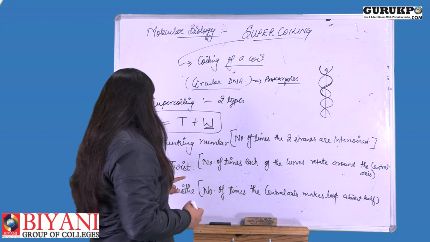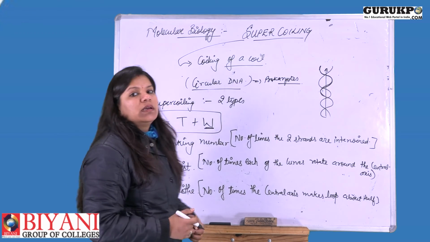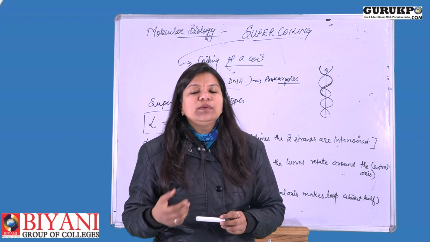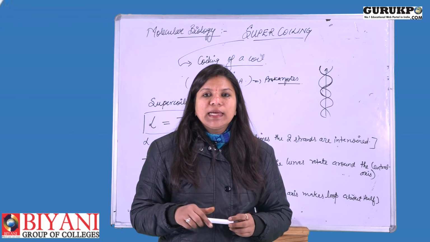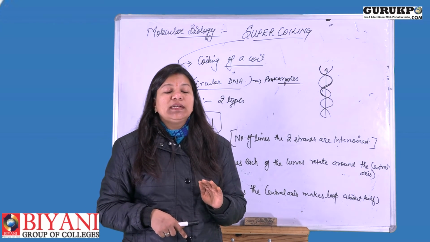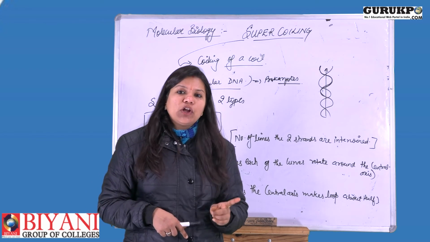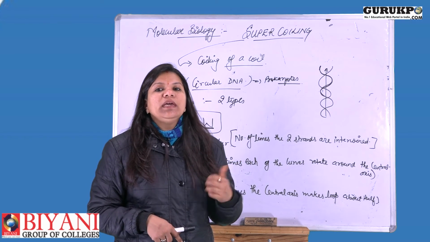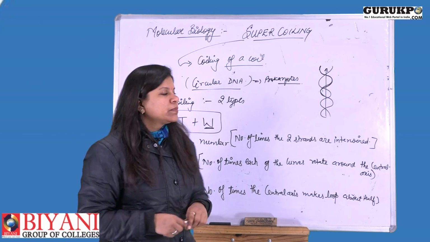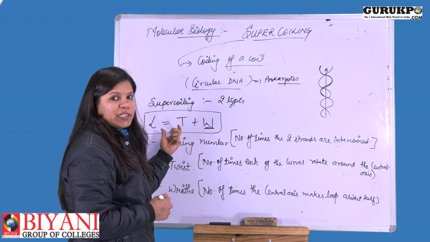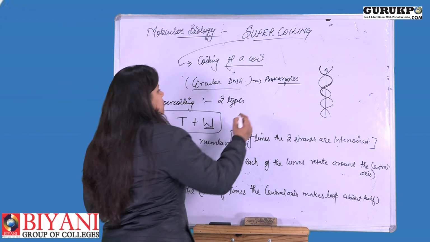Now this particular twist, if it is in a clockwise manner, will give rise to positive supercoiling, and if this twist number is a negative integer, having a negative value, that is in the anti-clockwise direction, then the supercoiling will be of the negative kind. Clear? So how does this mathematical expression relate?